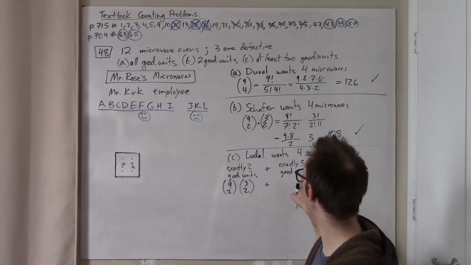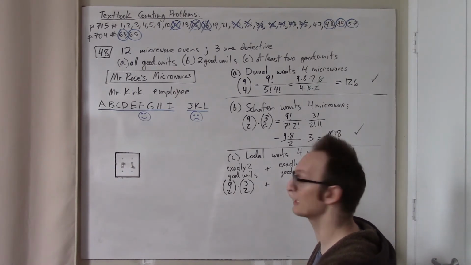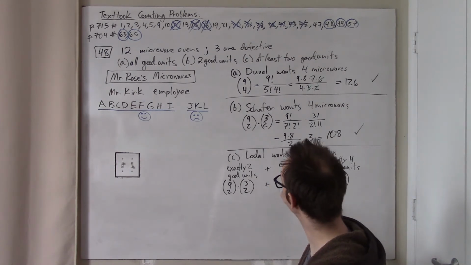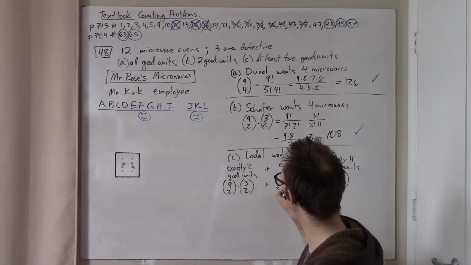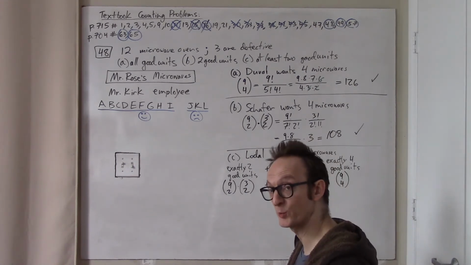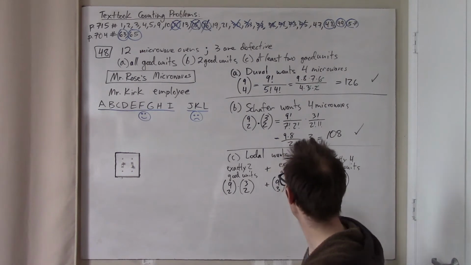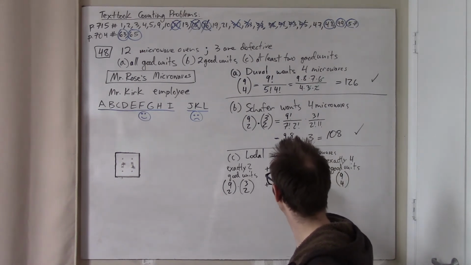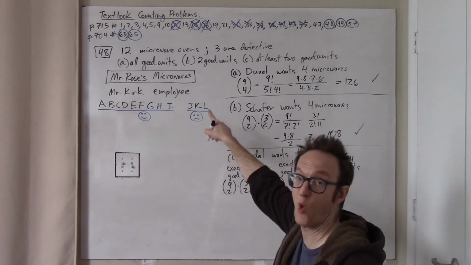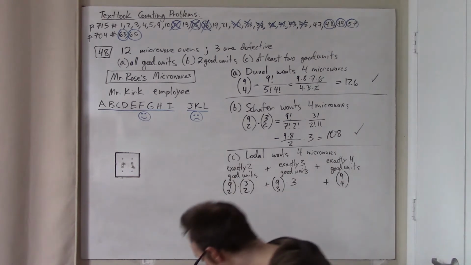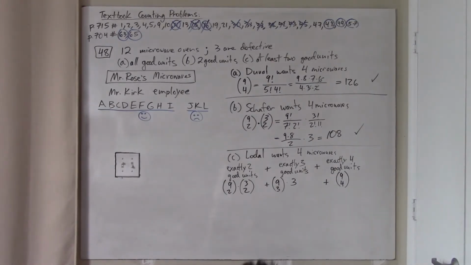So the one we haven't calculated yet is, what if we give him exactly 3 good units and 1 defective one? Well, then there are 9 choose 3 ways to pick which 3 good units we give him, and then there are just 3 choose 1, or you might as well just say 3 ways to pick which 1 broken one we give him. Okay, so if I add all these up, I should get the right answer.